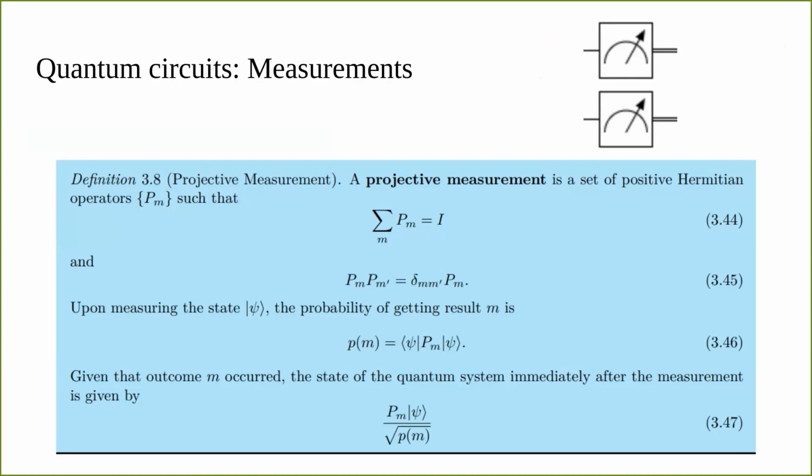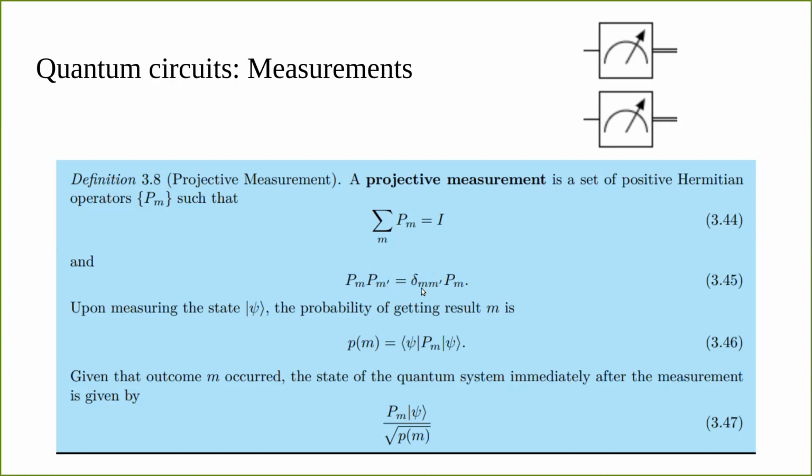A projective measurement is a set of positive Hermitian operators labeled P sub m, such that if you add them all together, you get the identity matrix. So that's the completeness condition. And also, if we want them to be projective measurements, they need to be orthogonal. So that's what this equation is saying here.